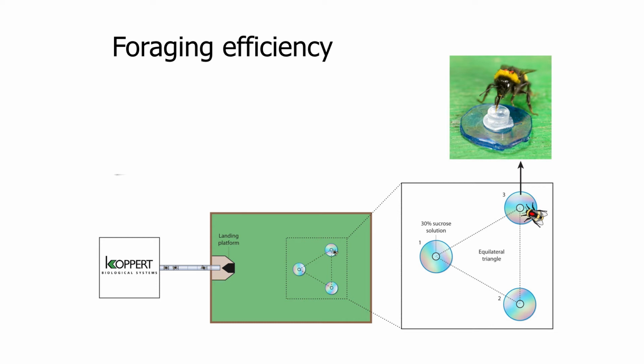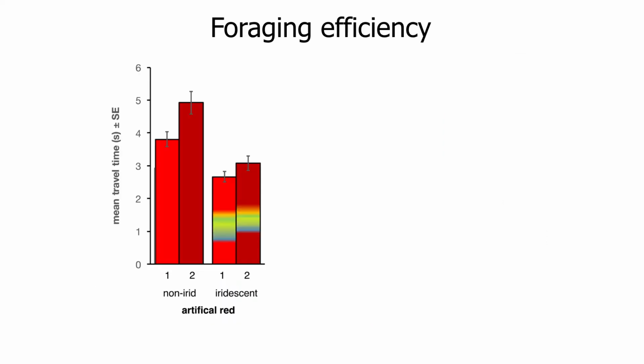It doesn't matter which way she goes around the triangle. And we do that experiment many times for one bee, and then we do it for many bees, with all of the flowers, say, blue with an iridescent surface, and then we repeat all that with all of the flowers blue without an iridescent surface, and then I get an idea of the time difference that that iridescent effect has. So here's an example of data.